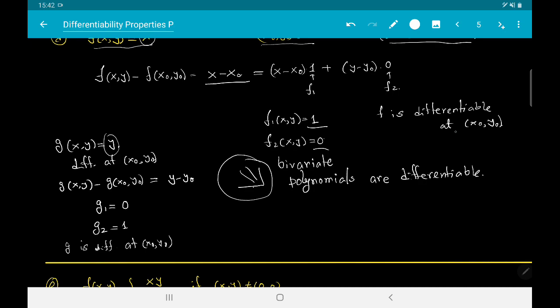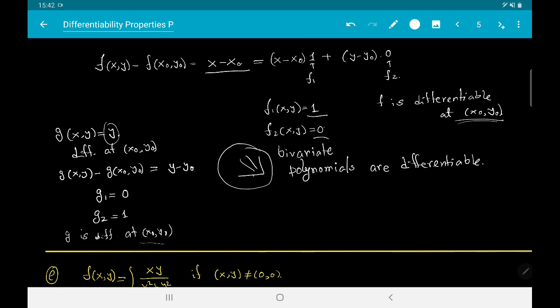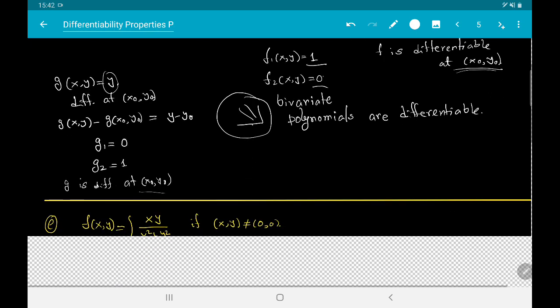So note that these points that we have chosen as before have nothing special. So f and g, these two functions x and y, are differentiable everywhere on the xy plane or the two-dimensional Euclidean space, whatever you want to say. So bivariate polynomials are differentiable throughout R2.